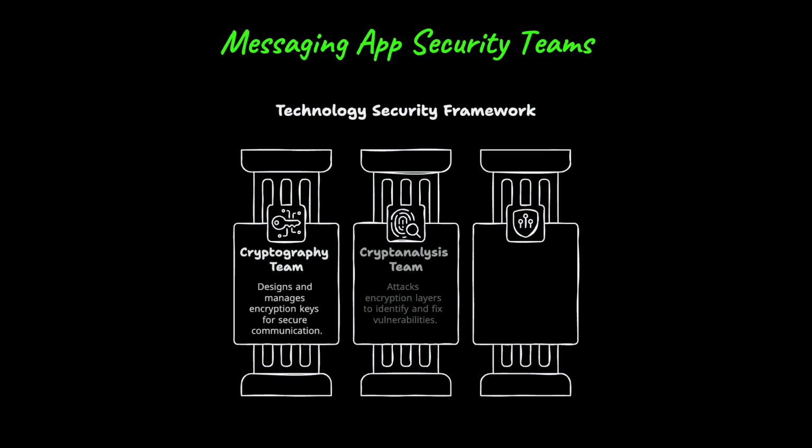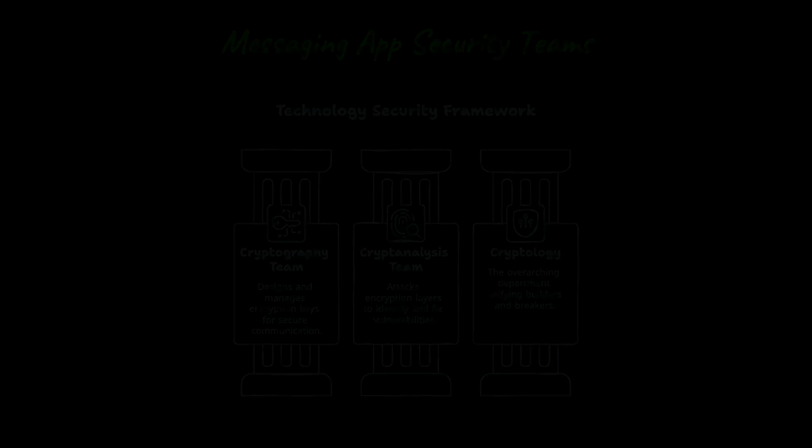Picture a tech company shipping a messaging app. One team writes the encryption layer, doing cryptography. Another team attacks that layer before release, doing cryptanalysis. The department containing both is practicing cryptology.